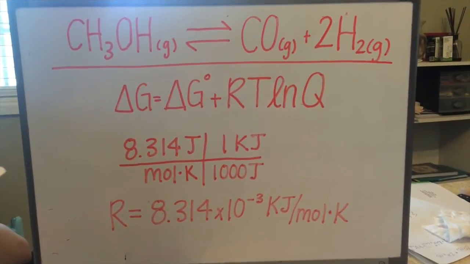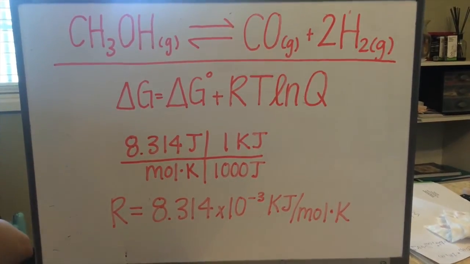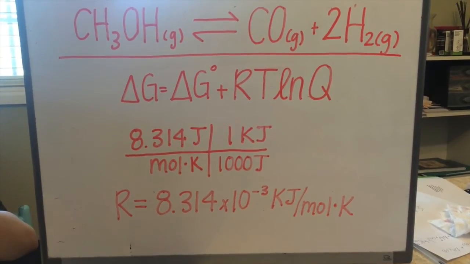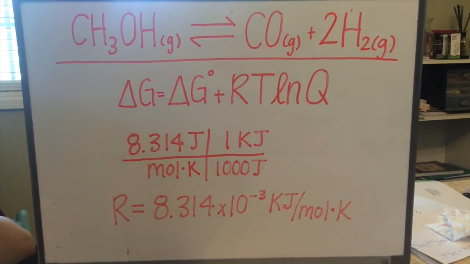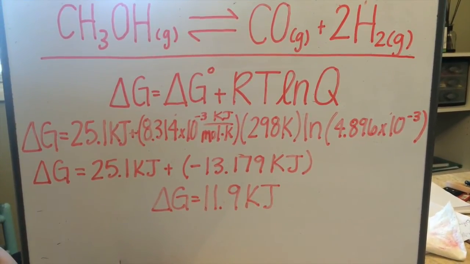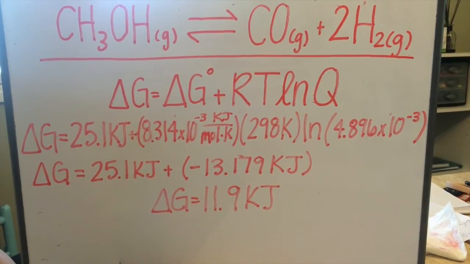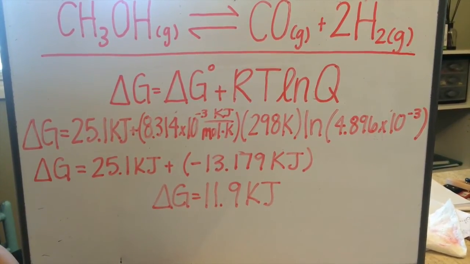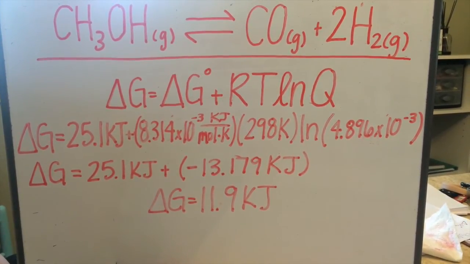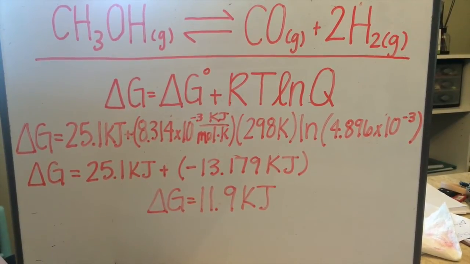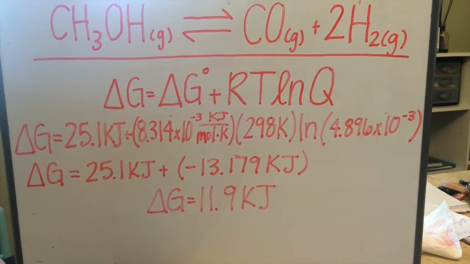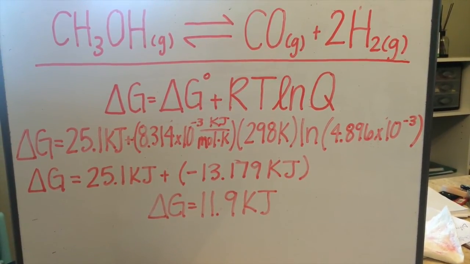To ensure we have similar units, you convert the gas constant 8.314 joules per mole Kelvin to kilojoules, which gives us a final value of 8.314 times 10 to the negative 3 kilojoules per mole Kelvin. So now we plug our calculated values into the original equation. We have delta G at non-standard conditions is equal to 25.1 kilojoules plus 8.314 times 10 to the negative 3 kilojoules per mole Kelvin times 298 Kelvin times the natural log of 4.896 times 10 to the negative 3.